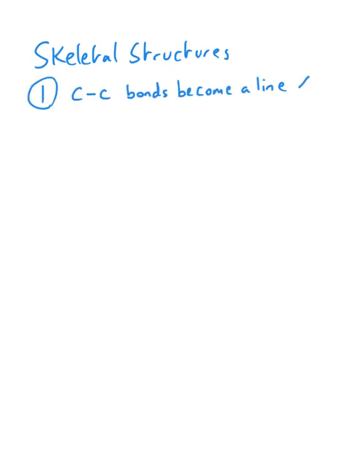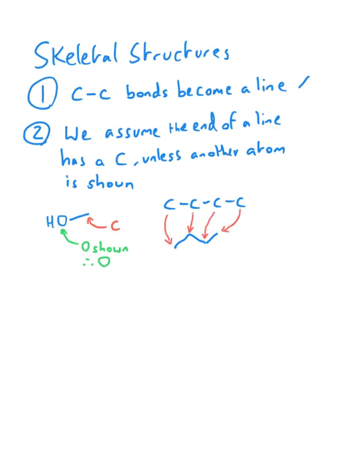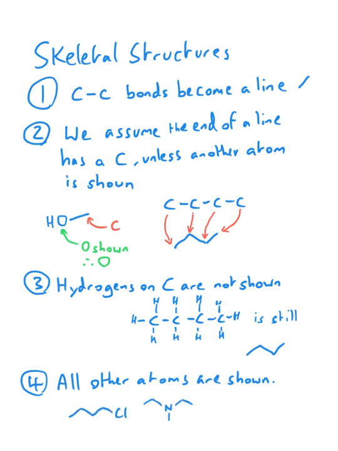Rule 1, any carbon-carbon bond becomes a line. Rule 2, we assume that at the end of a line there is a carbon unless another atom is shown. Note that if we have multiple carbons in a row, we draw it as a zigzag so that we have corners, each corner indicating a carbon. Rule 3 is that no hydrogens are ever shown unless we want to emphasize it. And rule 4, any and all other atoms must be shown. This includes hydrogens bonded to other atoms.